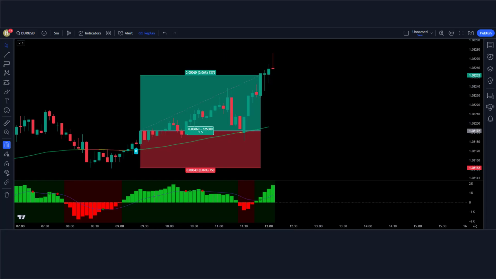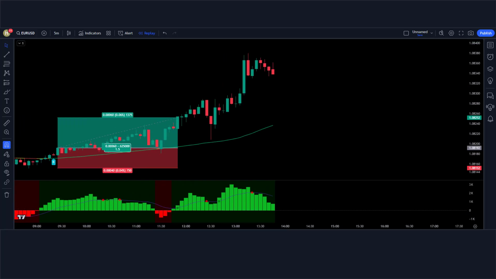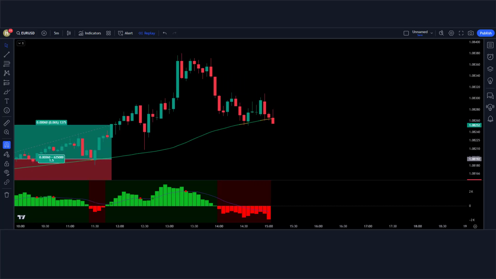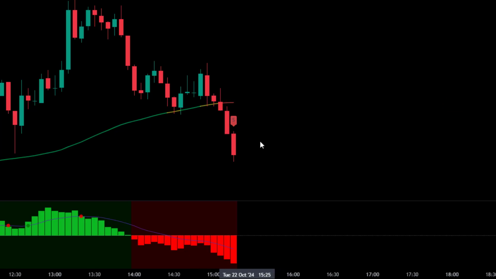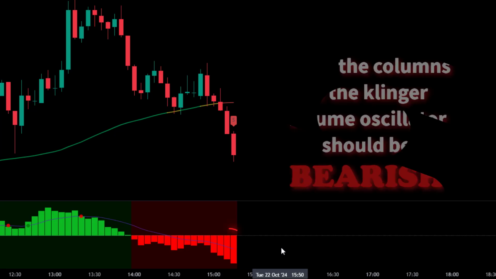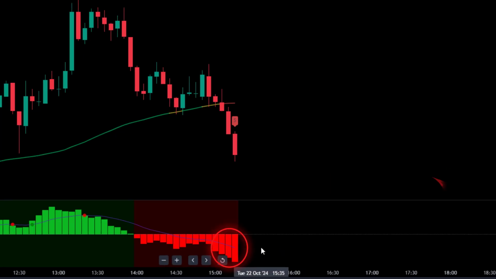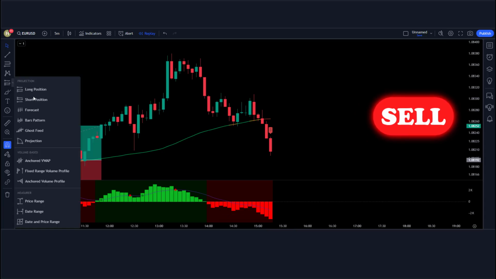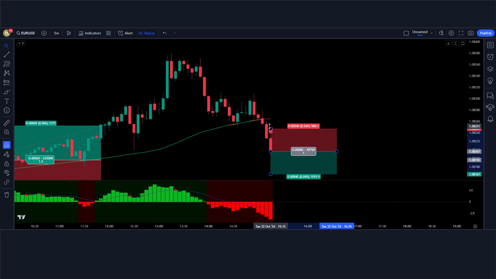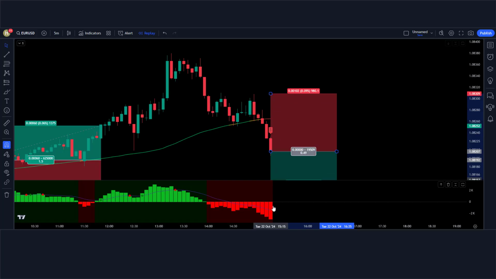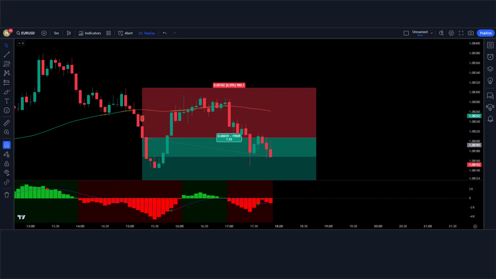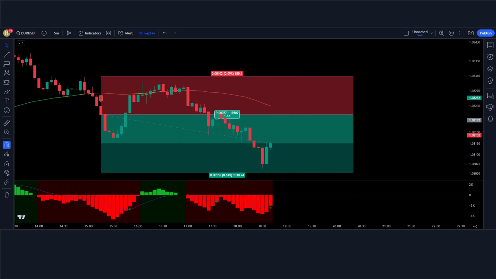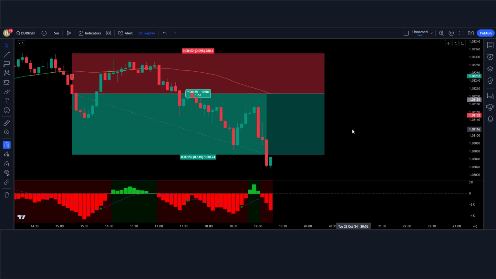Now let us understand the short position. When the Swing Trade Signals indicator gives us a sell signal, when the market forms a bearish candle, and when the columns of the Klinger Volume Oscillator are bearish, if these conditions are fulfilled, then we will place a sell order. Our stop loss will be placed at the current market's higher level, and the risk to reward ratio will be 1:1.5. The market has completely hit the target.